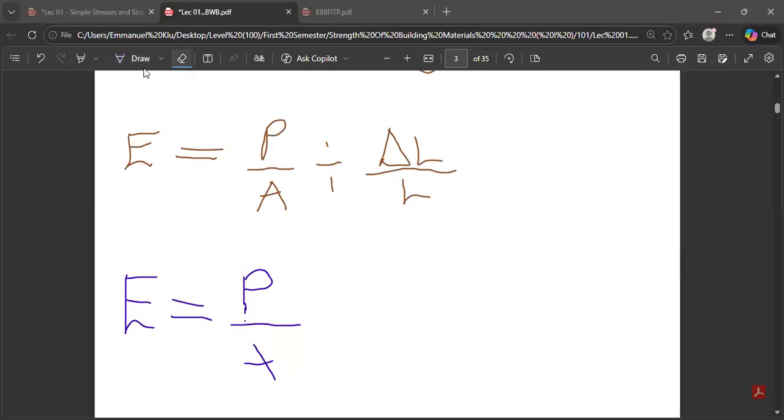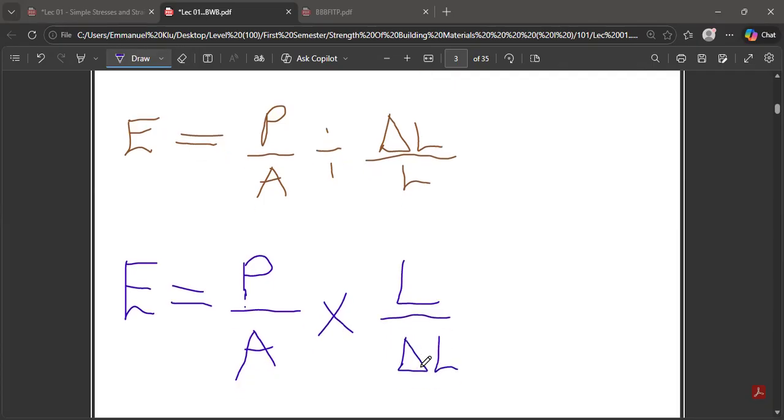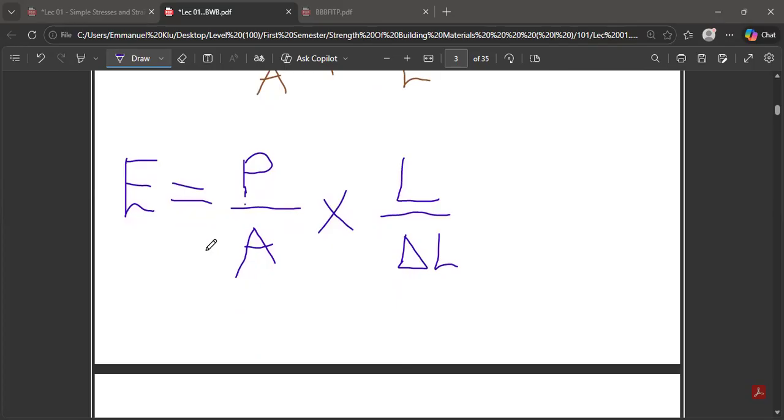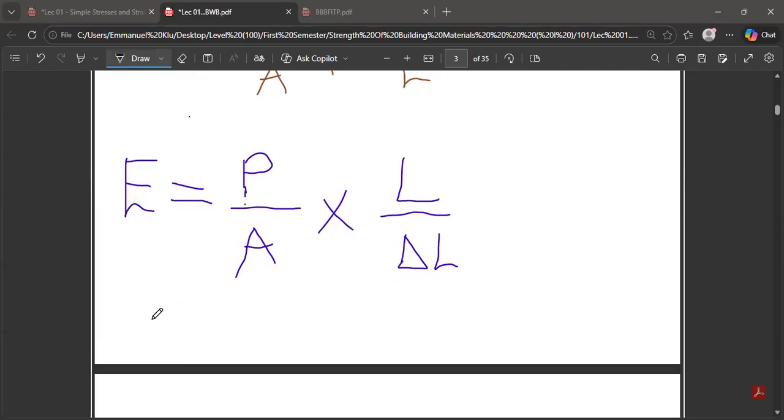Force over area, times original length over change in length. So finally, what have you discovered? You realize that instead of rewriting it this lengthy way, we can just choose to write it in a simple way. So finally, I can just write this as this, and then we start solving some questions. I think we are good to go.